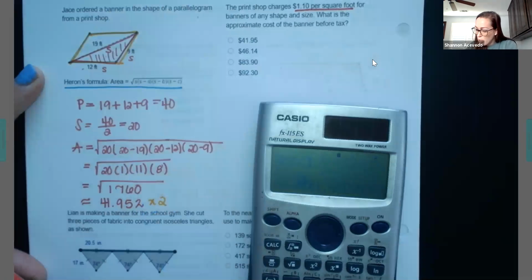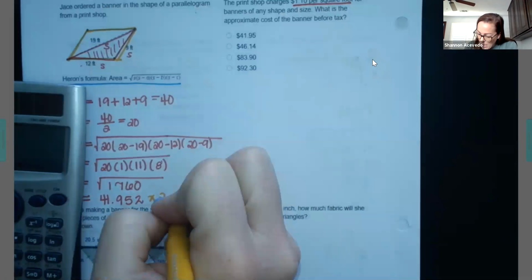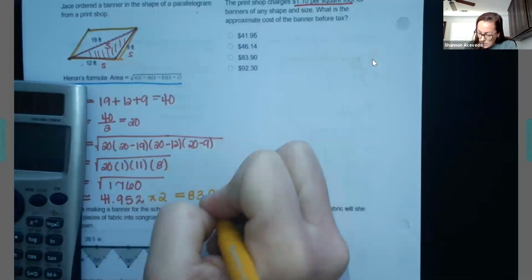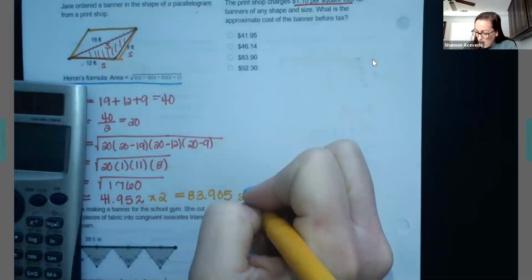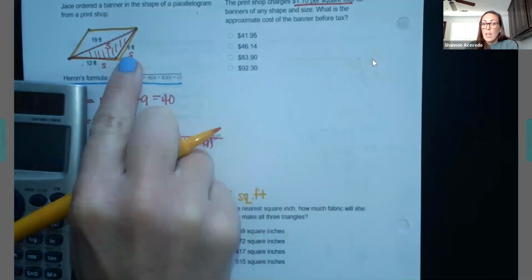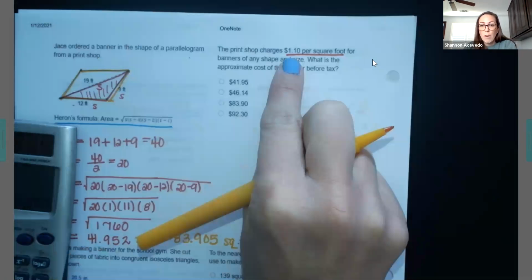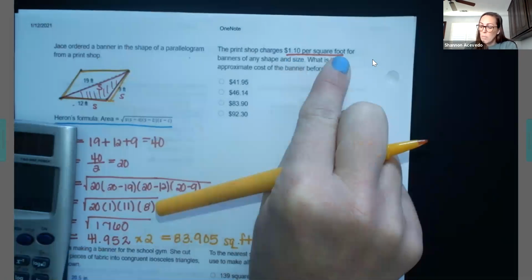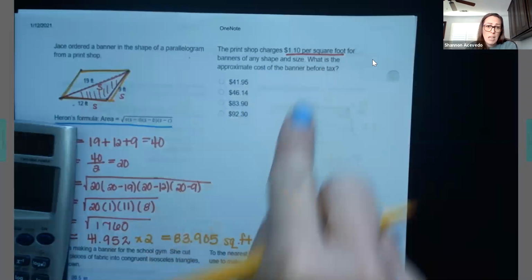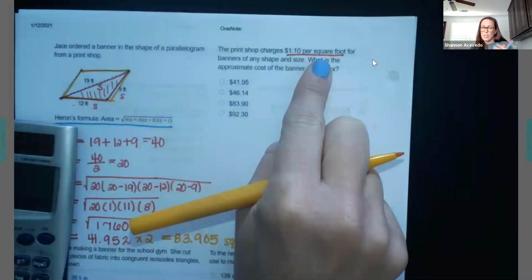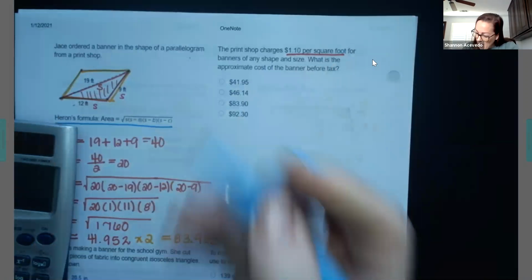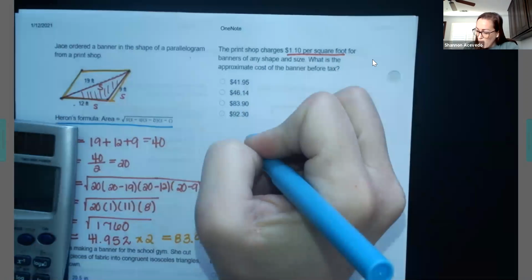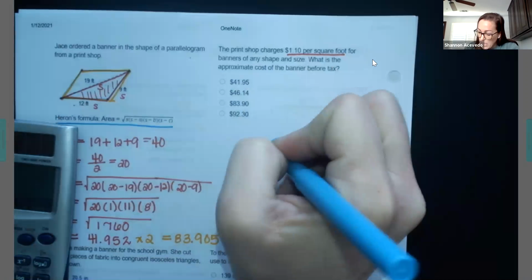And when I multiply by 2, I end up with 83.905 square feet. So units are in feet. The measurement per square foot is $1.10. So I want to make sure my units always match up. Maybe they gave me inches and they're charging it this way or vice versa. So you should pay attention to the units given. Okay, so we need 83.90 square feet. This is how much material we need.